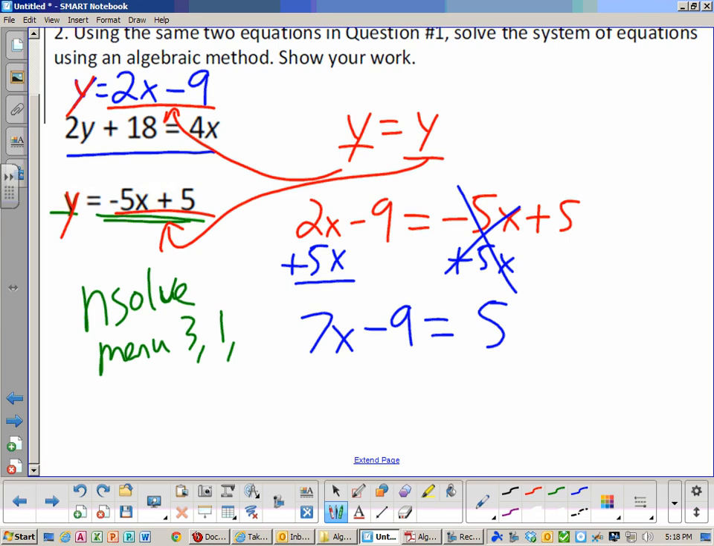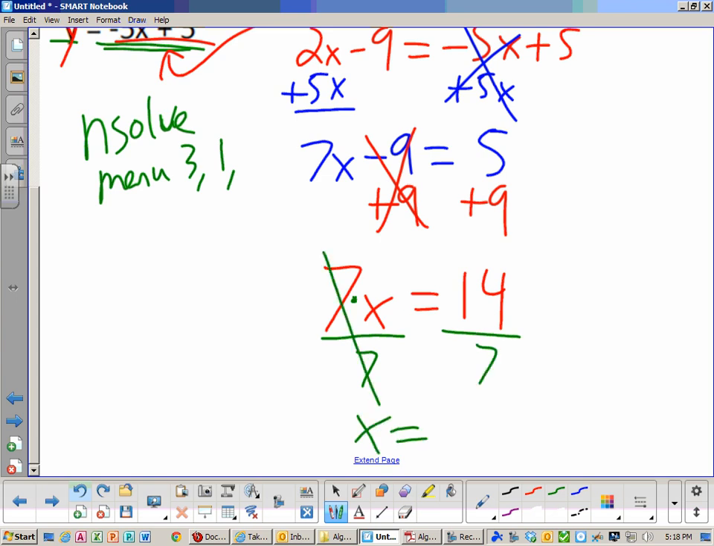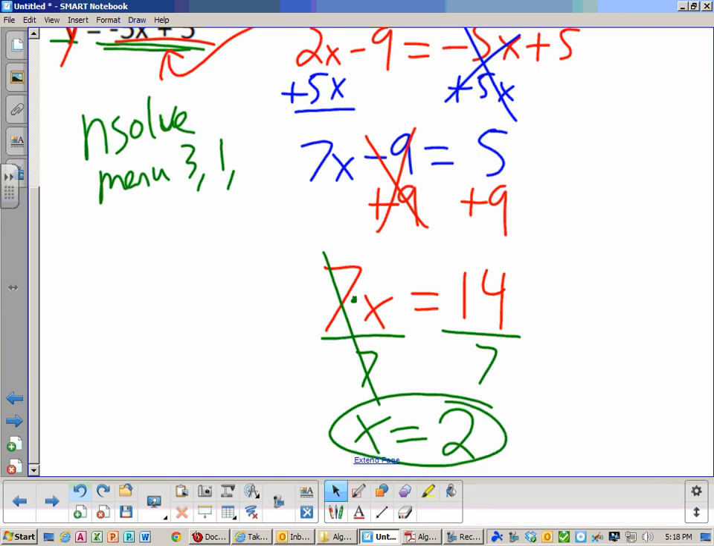Now x is still not by itself. I'm trying to figure out the value of x. To get rid of a minus 9, I say plus 9, plus 9. These 9's cancel. I'm left with 5 plus 9 is 14. Last but not least, 7 times something, 7 times x, is equal to 14. Your last step is to divide by 7, and you'll get that x is equal to 2. And there you have it.